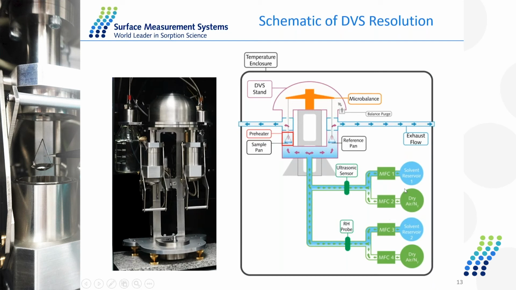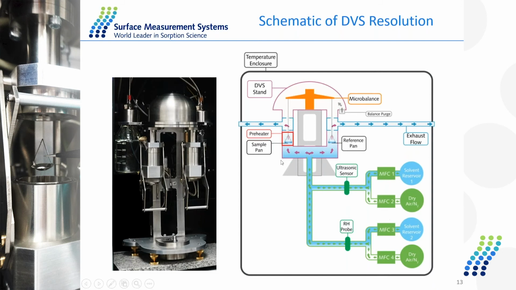The different concentrations of moisture or organic vapor are generated by the mass flow controllers, by mixing the carrier gas with saturated vapor in a ratio to get a certain relative humidity or partial pressure. And this mixture flows to the sample chamber at a constant rate. The sample inside the chamber picks up the moisture and the mass change is recorded.